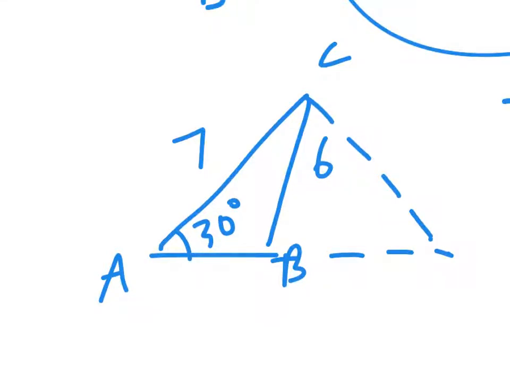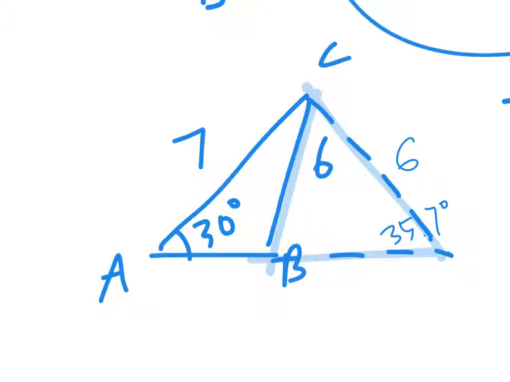How long is this line here? 6. What is this angle we just found? B, 35.7. Let's talk about this special triangle here. What kind of triangle is this one? Isosceles.